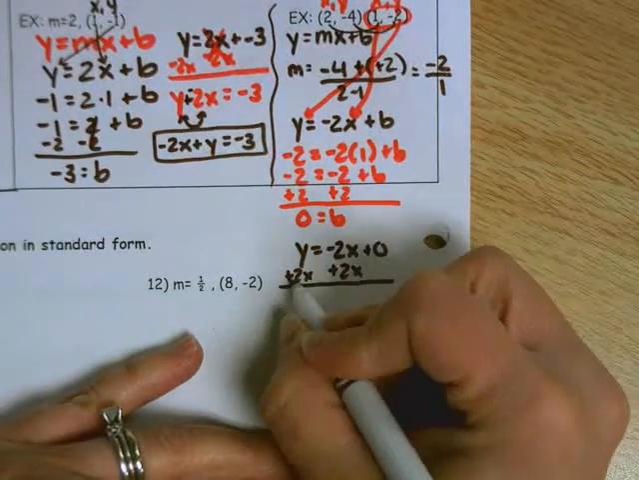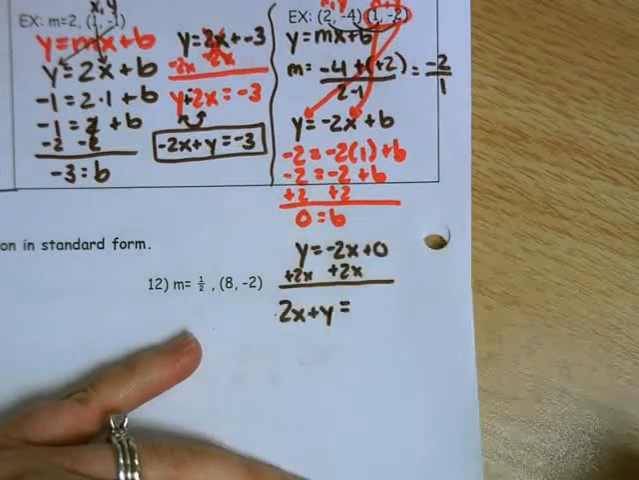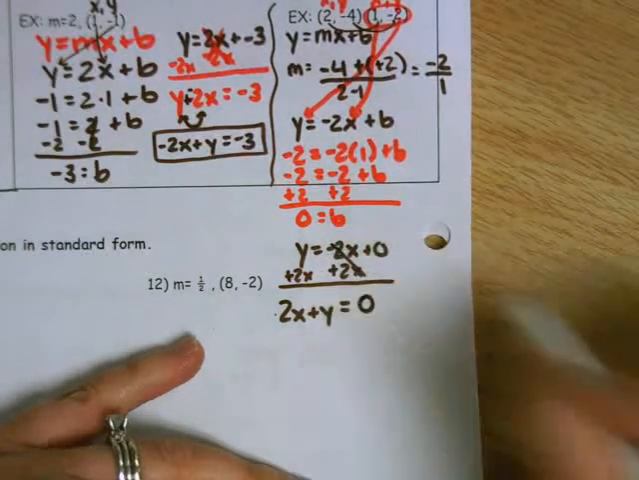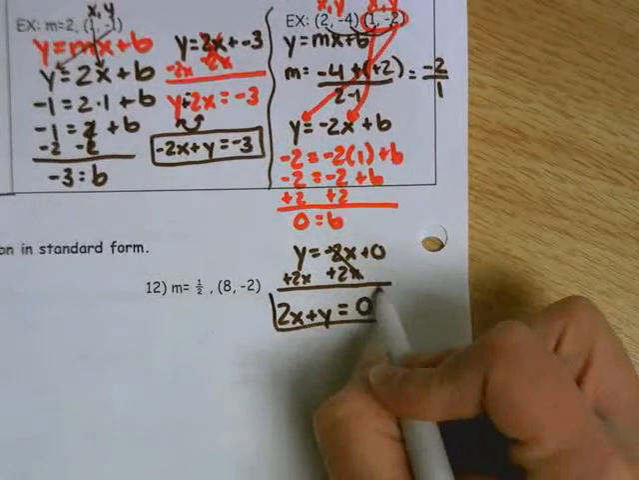So I have y plus 2x. Could I just write that as 2x plus y? Yeah, because addition is commutative. It doesn't matter the order I write it when it's addition. These go bye-bye, and I just have equals 0. There is my standard form for this one.